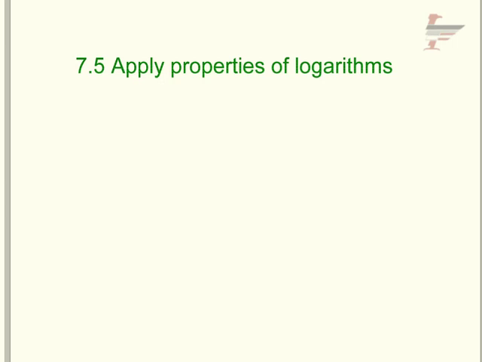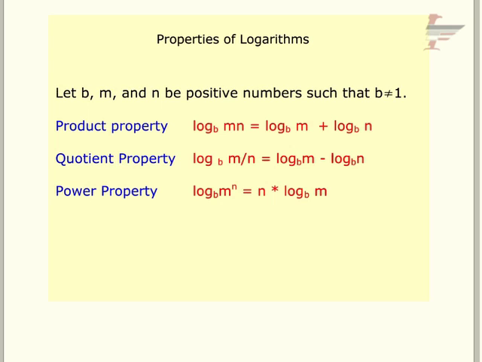Section 7.5 is applying properties of logarithms. So here are the properties, and you'll want to familiarize yourself with these, and you do need to have these memorized. It's not going to be something that will be given to you. So b, m, and n are just positive numbers, and you're going to have three properties.